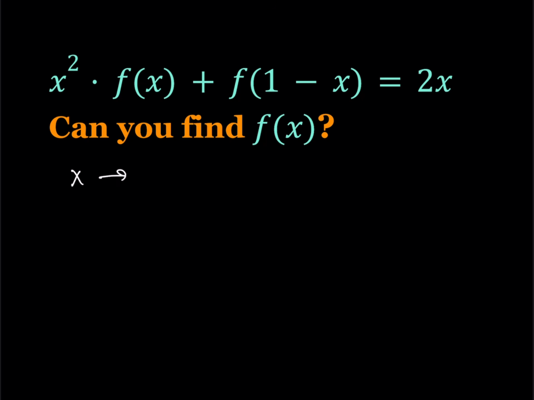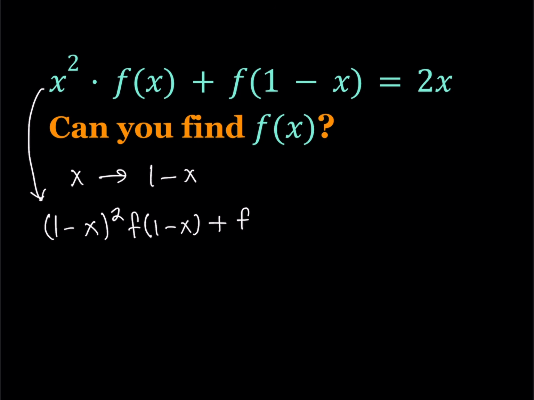I'd like to replace x with 1 minus x, and that gives me 1 minus x from here. 1 minus x quantity squared multiplied by f of 1 minus x plus f of 1 minus. Now notice that if I do it here, I get 1 minus x, which is equal to x. So this gives me f of x. And on the right hand side, I get 2 times 1 minus x, which is 2 minus 2x.